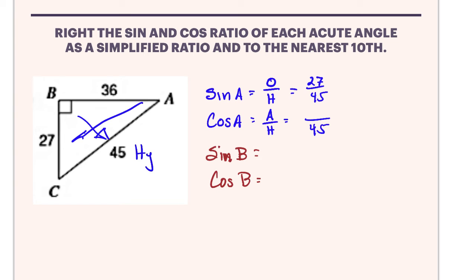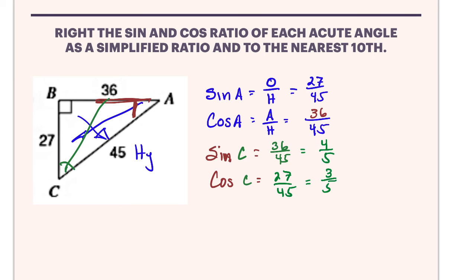For cosine of A, though, here's my angle A. I've got to use the adjacent side, so that's 36. Sine B opposite, so not B, those should be C's. There we go. Sine C opposite over hypotenuse. Cosine C adjacent, 27 over 45. Divisible by 9. Divisible by 9. By 9. And by 9.